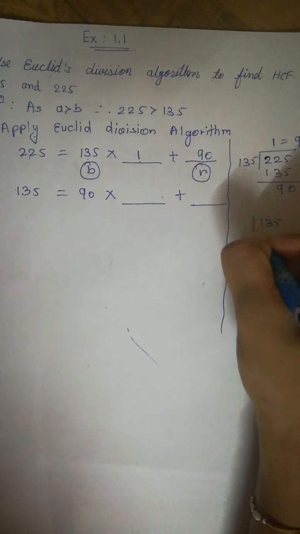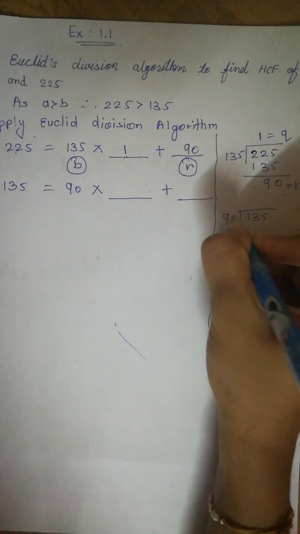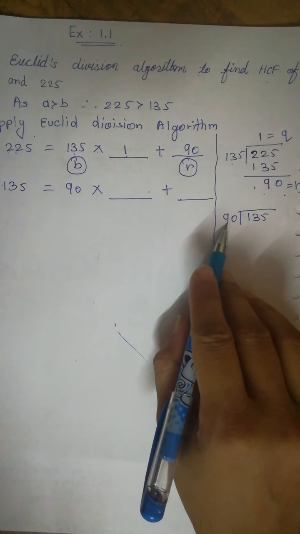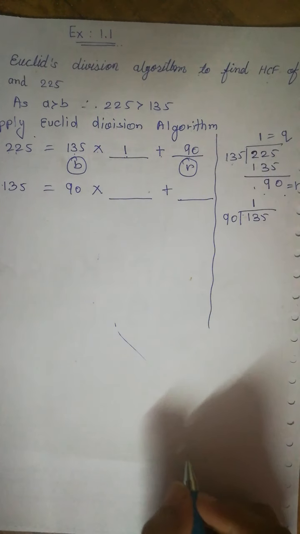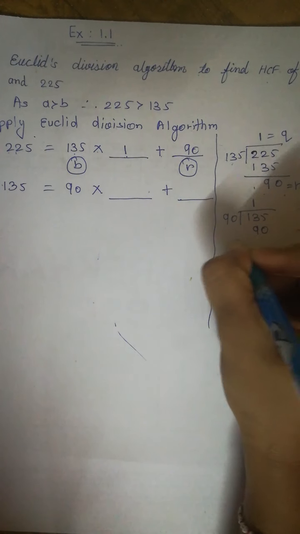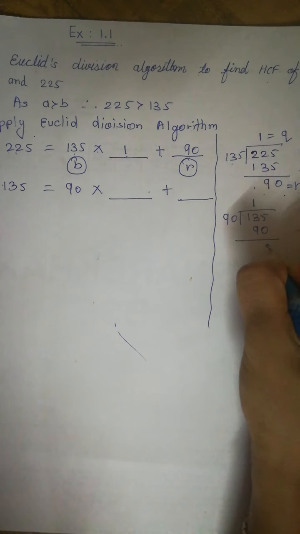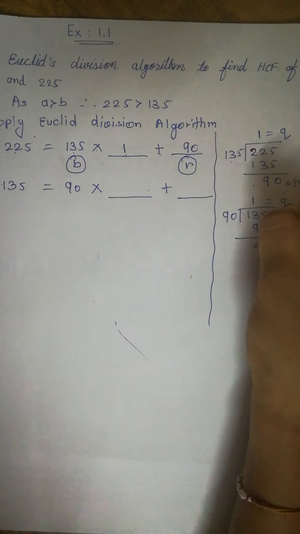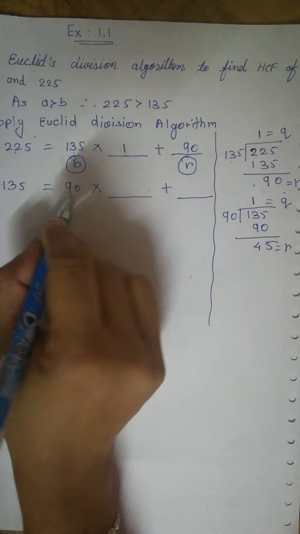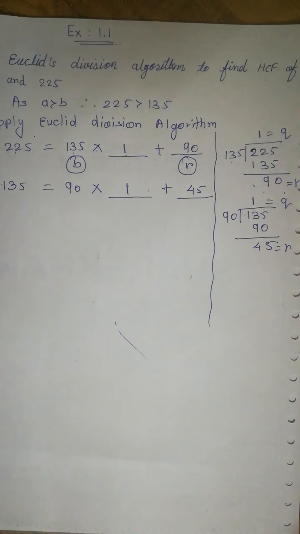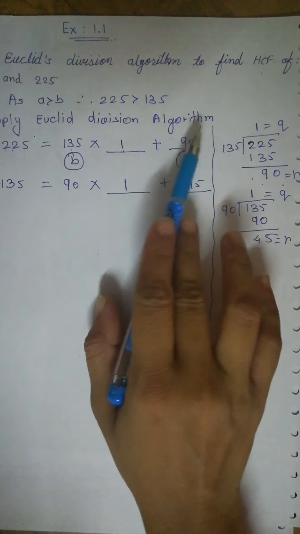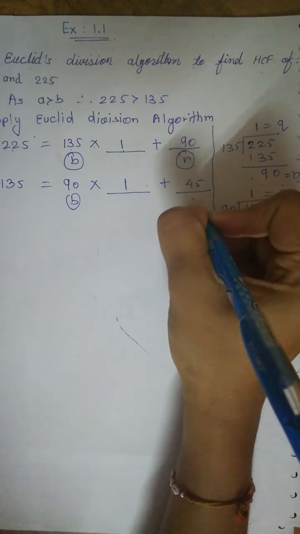So 135 divided by 90. As we see, 90 twos are 180, so it only goes once: 90. What we have here is 135 minus 90, which is 45. This is the remainder and this is the quotient. Let's put it in this equation: 90 into 1 and the remainder is 45. So here again R is not equal to 0, then again we have to apply the Euclid division algorithm for B and R as well.